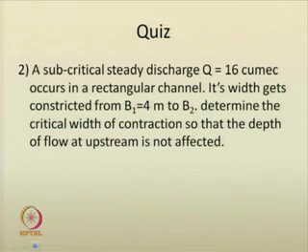Determine the critical width of the contraction so that the depth of flow at upstream is not affected. Your upstream depth should not get affected. What is the critical flow that is possible? That is, what is the maximum constriction in width possible, so that the upstream flow is also not affected?